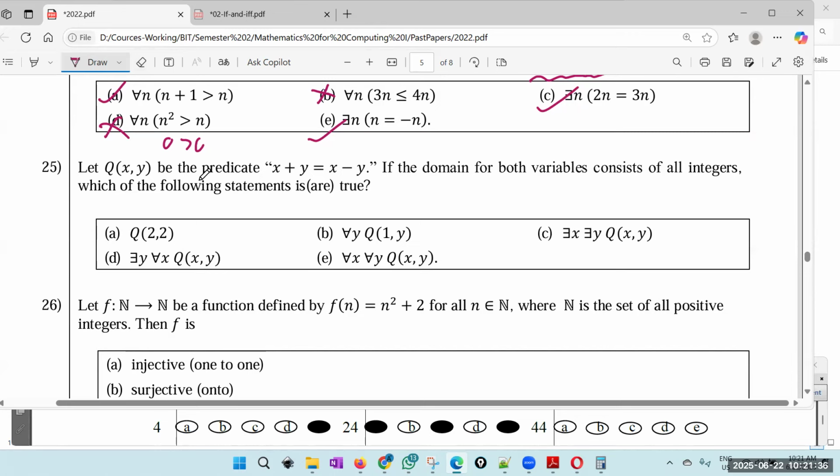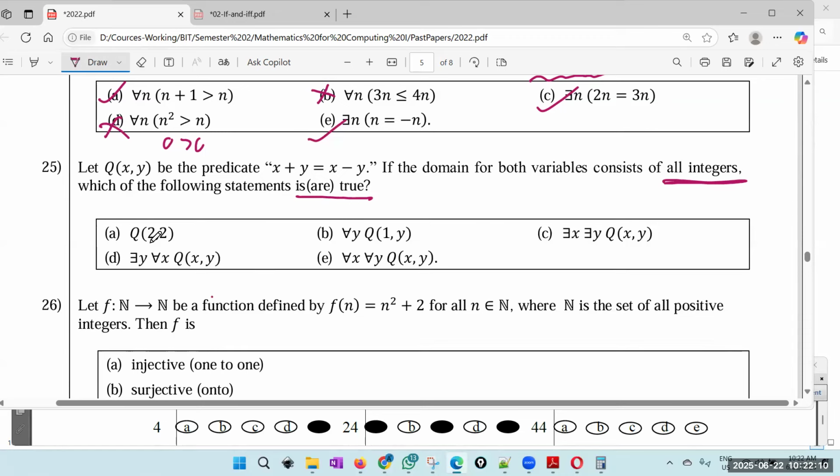Let Q(x, y) be a predicate, x plus y equals x minus y. A predicate means a propositional statement containing variables, so it can be true for some values and false for others. Depending on the x and y values, the result can vary. If the domain for both variables consists of all integers, which of the following statements are true? Okay, all integers.